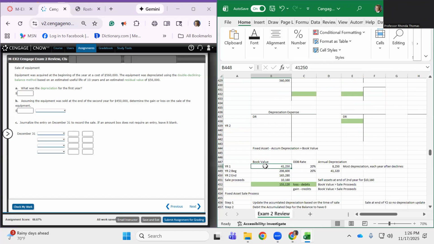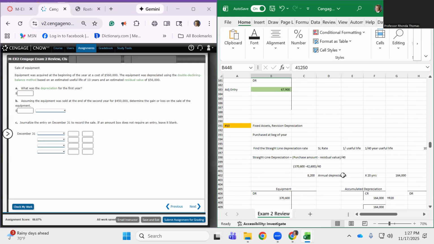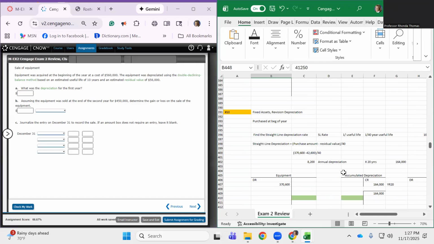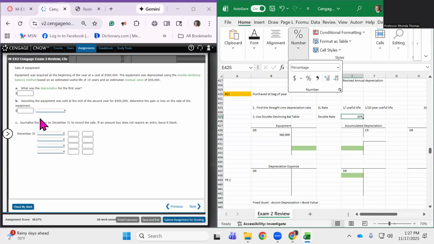All right, so the book value. Oh, the double declining rate. Here it is. Use double declining balance. So the double rate is 2 times the straight line, so equals 2 times 10%. So this is going to be 20% is our double declining rate. And I'm going to turn that into a percentage. There we go. So what was the depreciation for the first year?